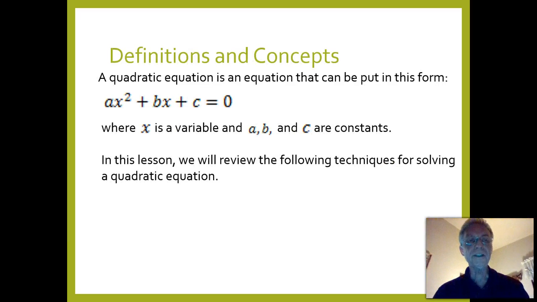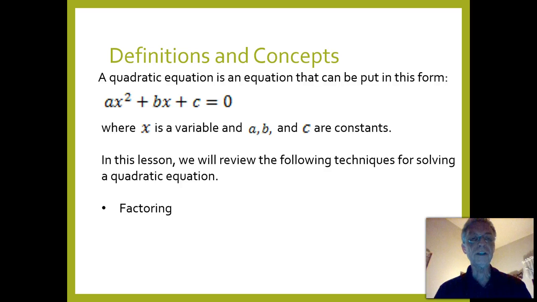Definitions and concepts. A quadratic equation is an equation that can be put in this form: ax squared plus bx plus c equals 0, where x is a variable and a, b, and c are constants. In this lesson, we will review the following techniques for solving a quadratic equation. So what they're actually telling you here is a and b are coefficients of the variable, and c is always a constant number. Okay, so let's take a look at some more.